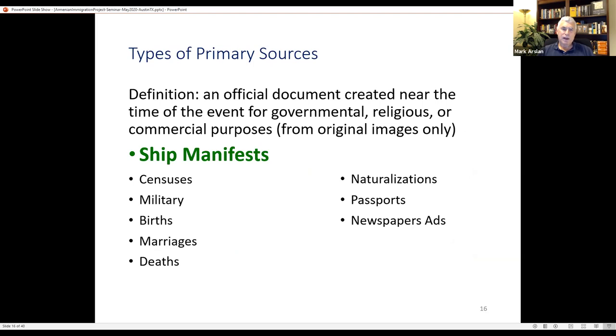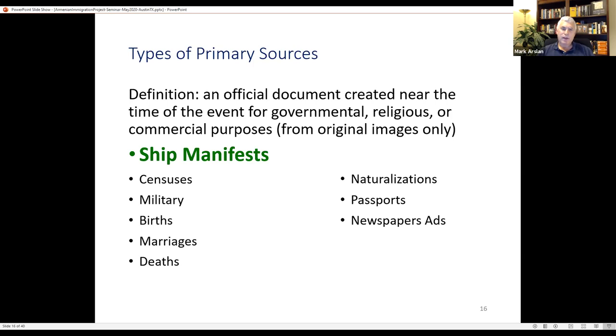Things like censuses, where somebody went door to door and asked for information about who was living in that household at the beginning of that month. Military draft registration, World War I, World War II. They told all the men of fighting age, you have to come in and register for the draft. Not a lot of these people actually served, but you get some great information in those records.